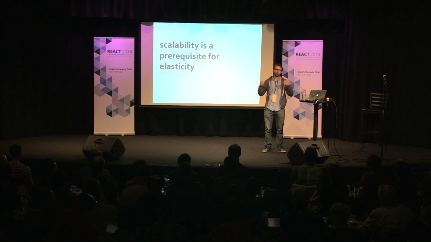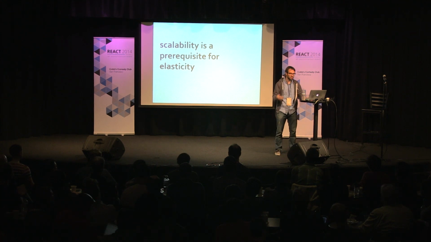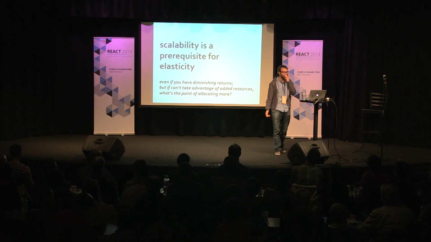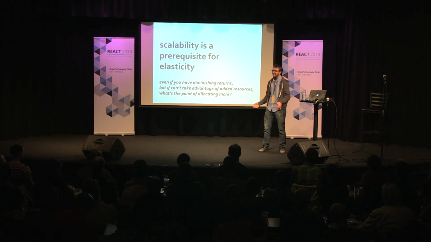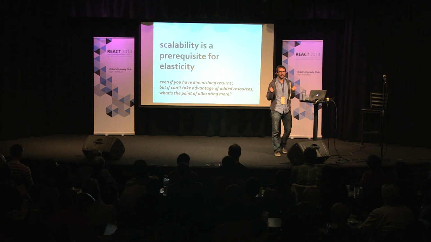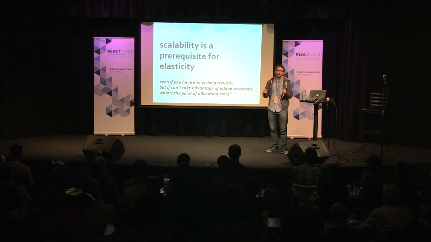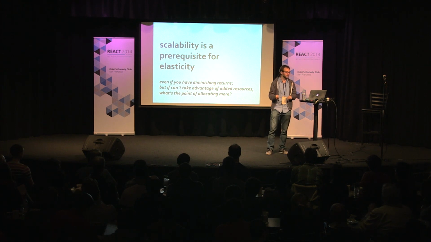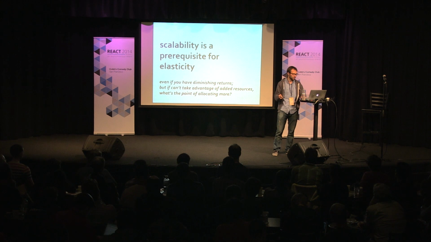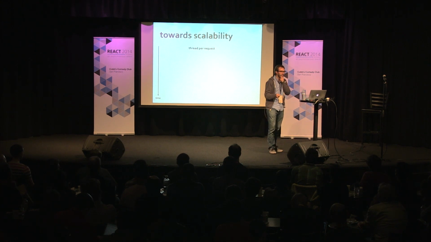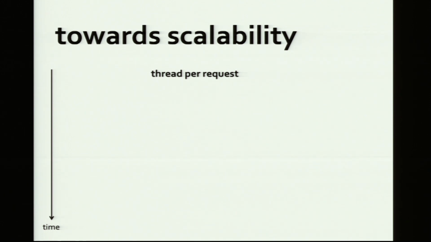So scalability is a prerequisite for elasticity. If we want to actually build elastic systems, we have to build systems which have some notions of scalability. Now, this doesn't mean that it has to be perfectly scalable. It just means that you can have diminishing returns. It just means that if we put more resources into the system, we have to be able to take advantage of those resources, okay? Otherwise, what's the point of actually allocating more resources? So that implies that we need to actually think about what it takes to build scalable systems if we actually want to run them in an elastic way. So, getting back to our original thread per request, since that was not scalable, what's it going to take to get to software that ultimately is scalable?